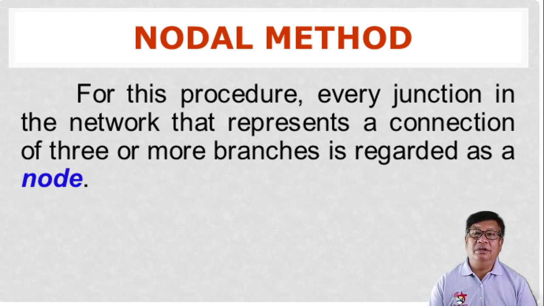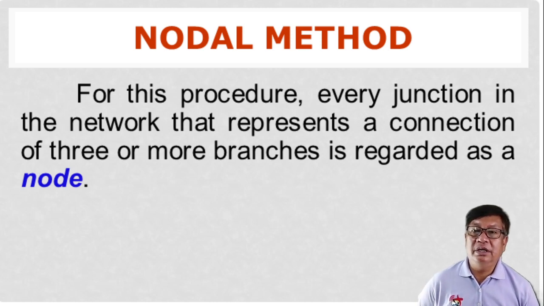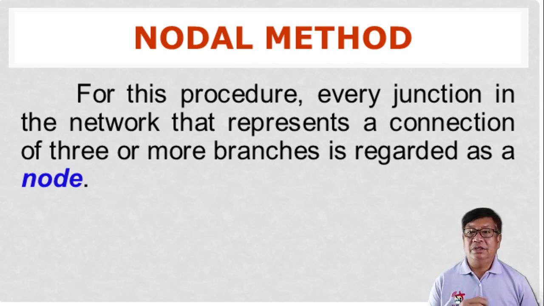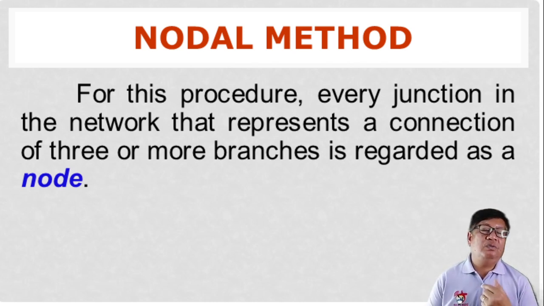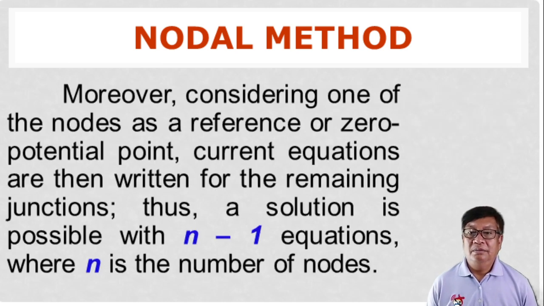This nodal method is another procedure of our circuit analysis, where every junction in the network that represents a connection of 3 or more branches is regarded as a node. So it's clear that it must be a node and it must have a connection of 3 or more branches. But if there are only two, we cannot apply the nodal method.